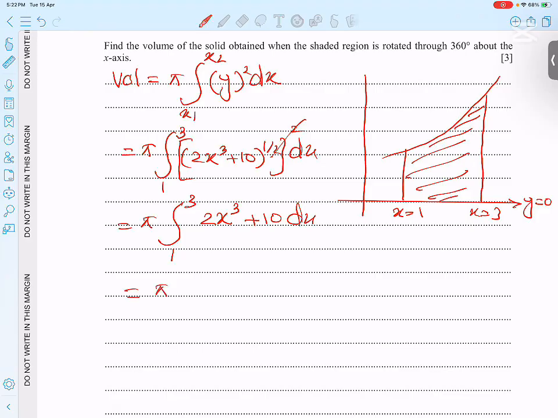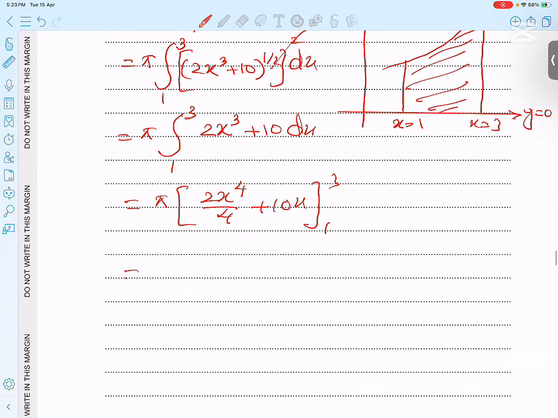And what is the way of integrating? Increase the power by 1. So this 3 becomes 4 over 4, and 10 becomes 10x, from 1 to 3. So I'm going to plug in the upper limit and minus the lower limit.